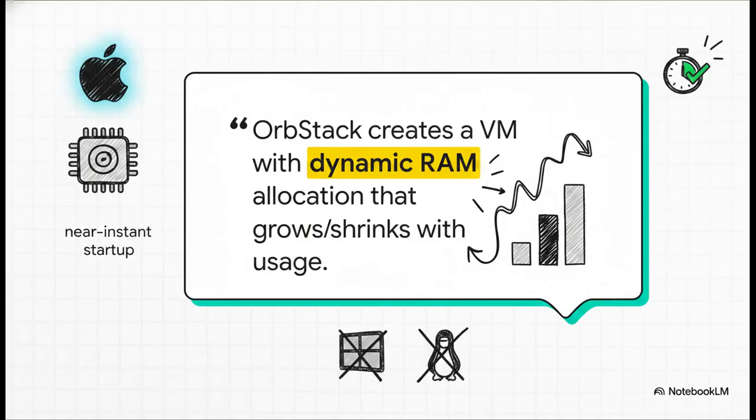Now, if you are running macOS on Apple's Silicon, OrbStack is a literal game changer for performance. People rave about this tool because unlike older systems that just hog massive fixed blocks of memory, OrbStack creates a super lightweight VM with dynamic RAM allocation. It actually grows and shrinks based on what you're using. You get near-instant startup times. The only catch is that there's no Windows or Linux support.